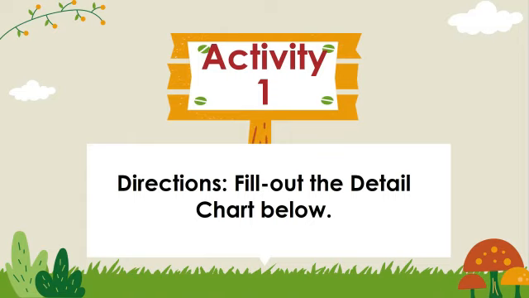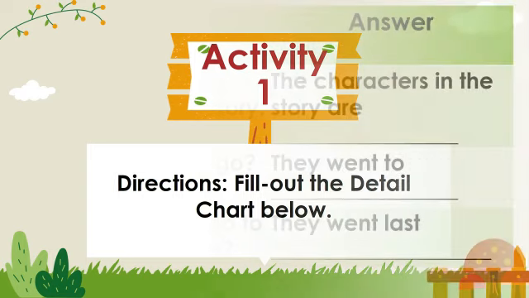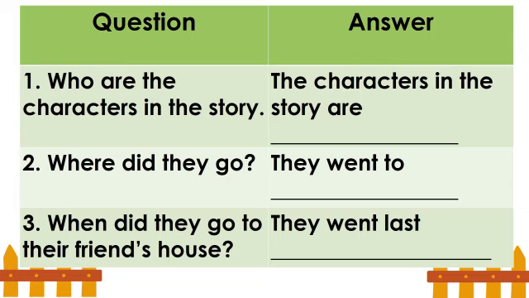Okay, here are the activities from the story. The first activity, fill out the detail chart below. On the left side, we will see the questions, and on the other side, we are going to write our answer. Number 1, who are the characters in the story? The characters in the story are Anna and Lisa.